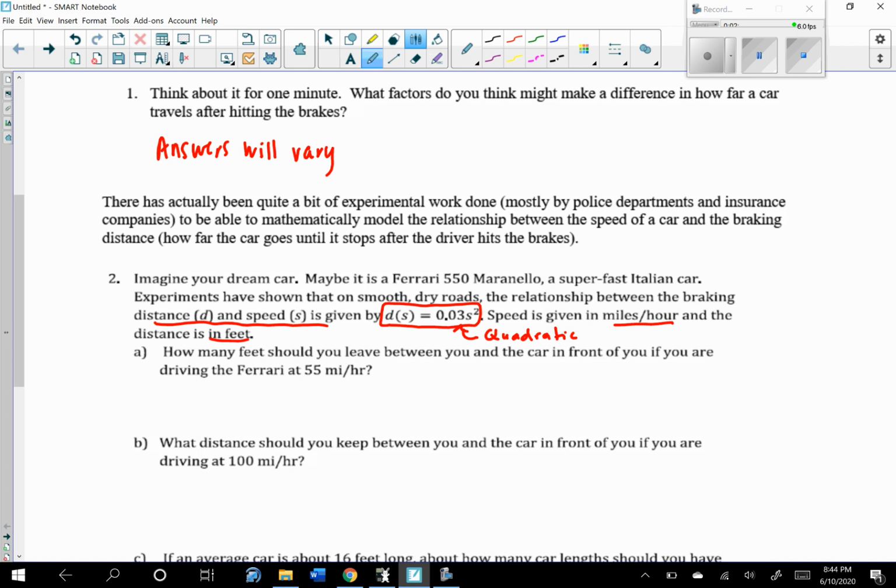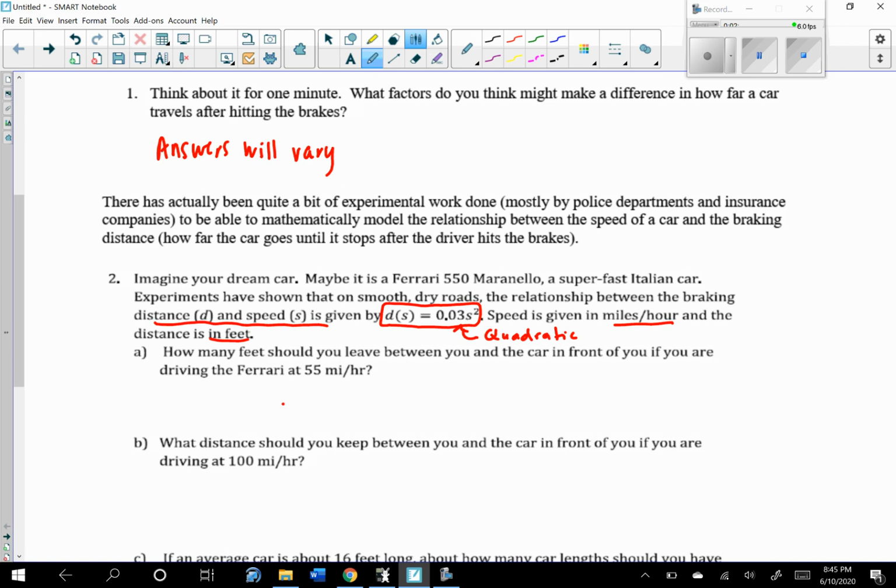So for A, it says how many feet should you leave between your car and the car in front of you if you are driving the Ferrari at 55 miles per hour. So you guys should pause the video and answer these next questions on your own. And then when you're done, you can unpause the video to check your work.